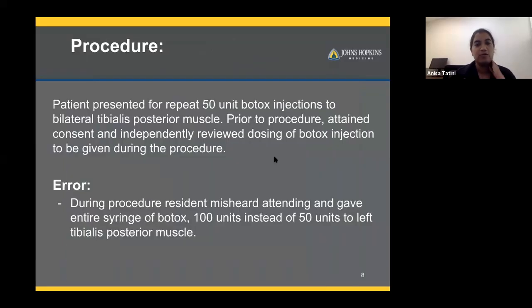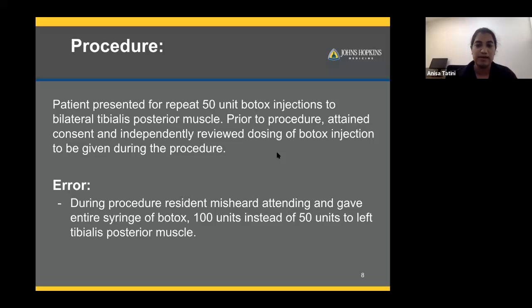All right, so going back to our patient, she presented for repeat 50-unit Botox injections to each tibialis posterior muscle. Prior to the procedure, Dr. Mayer and I obtained consent from the patient. She was not new to this procedure. She's been getting it done since 2017. And we independently reviewed dosing of the Botox.